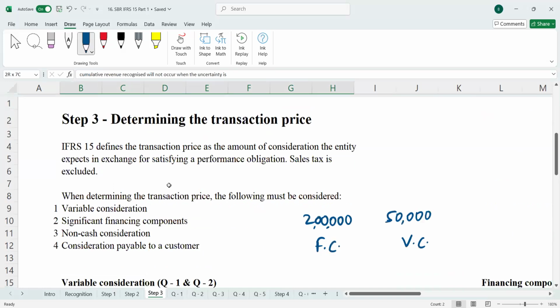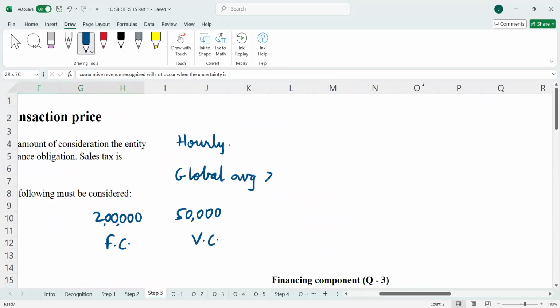Now, what do I mean by this? Let us say you recognized a revenue of 2,50,000. Now you are not able to achieve your target. So can I say this is my cumulative revenue recognized? Now what is happening is I will have to reverse this revenue to 2 lakh.